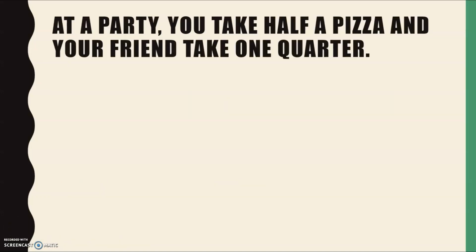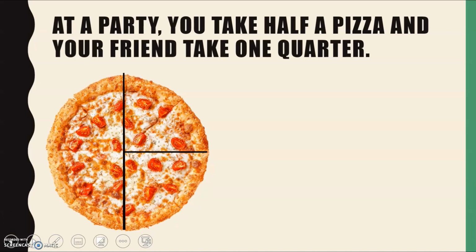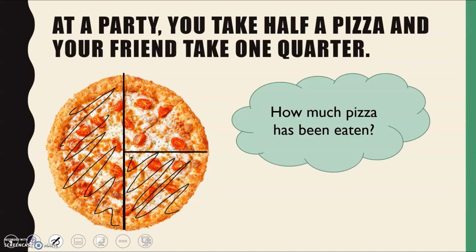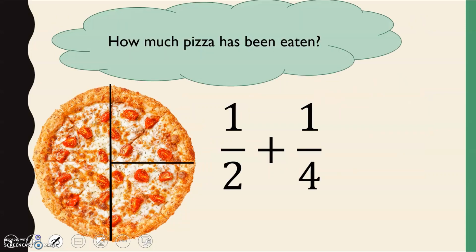So, at a party, you take half a pizza and your friend takes 1/4. So what we're saying is you've eaten all of this section here and your friend has eaten all of this section here. So how much pizza has been eaten? Well, you've eaten a half and your friend has eaten 1/4. So what we've got here is all of this section, which is equal to 3/4.